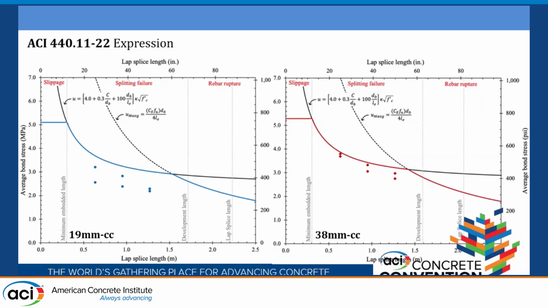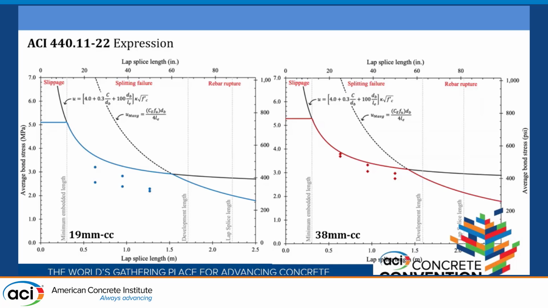And after that region, you have a splitting failure. So this equation is not really to get the bond strength, but to avoid the splitting failure mode. So after that 20 dB, theoretically this expression, the 440 expression, is the one that governs that area. And after that, you have the rebar rupture, where theoretically you could have the average bond strength.